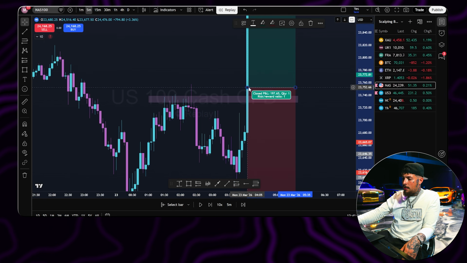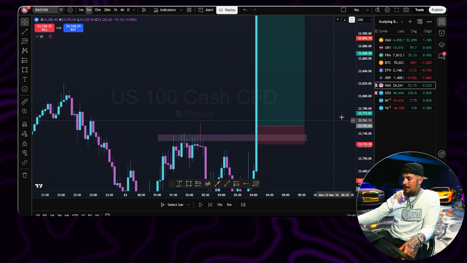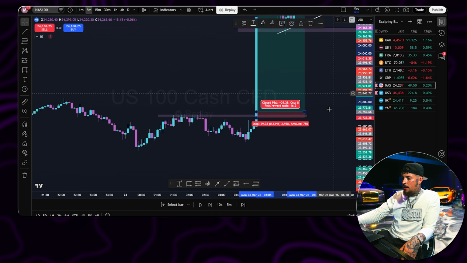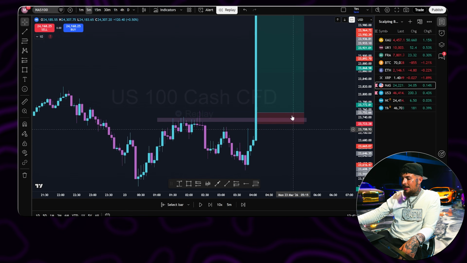So right here, for example, as we broke above, we could have made very, very big money just right here. That's like a 1 to 30 if you wanted it to be. Look at that, 1 to 16. You're not holding that long. But again, look how simple it is.